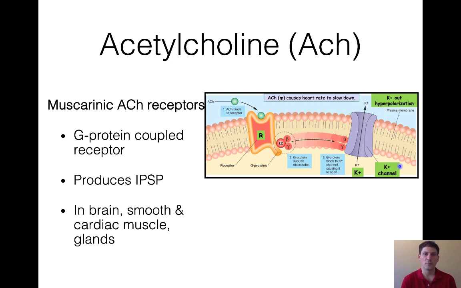So we see this in the brain, smooth and cardiac muscle, and in different types of glands. So again, an inhibitory effect with muscarinic acetylcholine receptors.